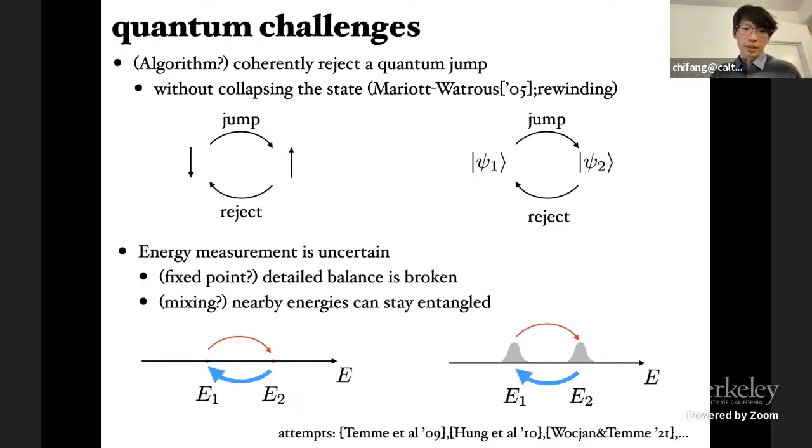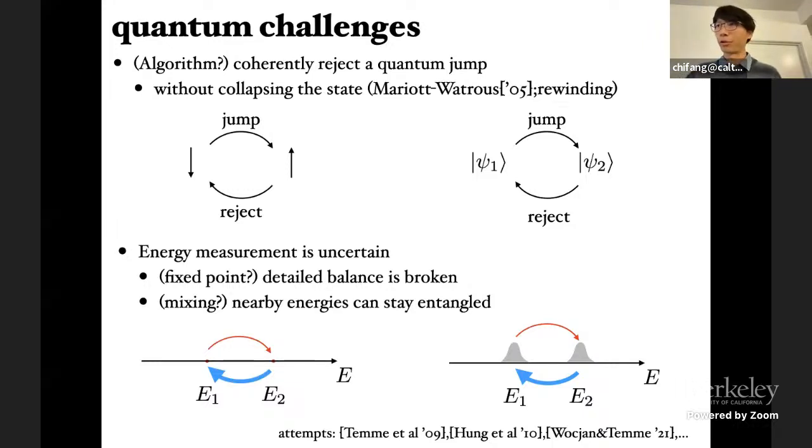These challenges are that fundamentally, energy measurement is uncertain. It's very difficult to make very precise energy measurements, which usually invokes an exponential cost. And that brings lots of issues. Most importantly, detailed balance is broken.